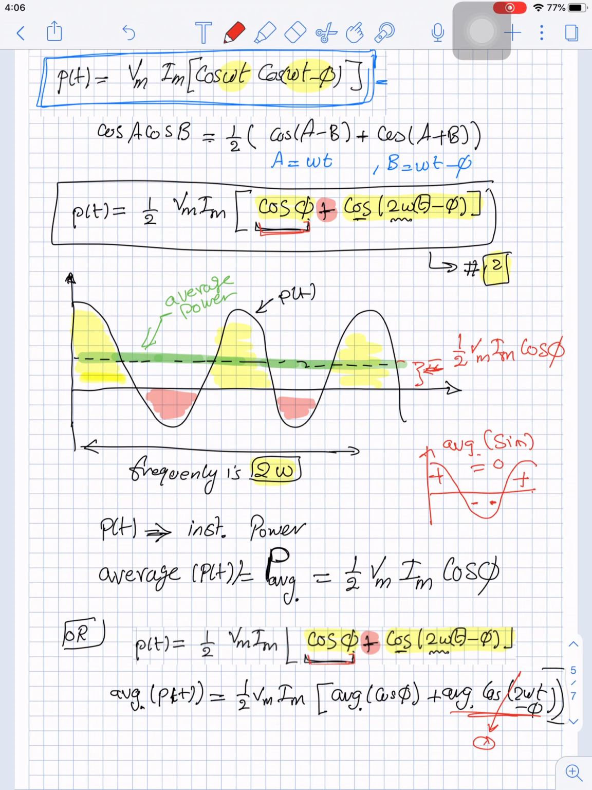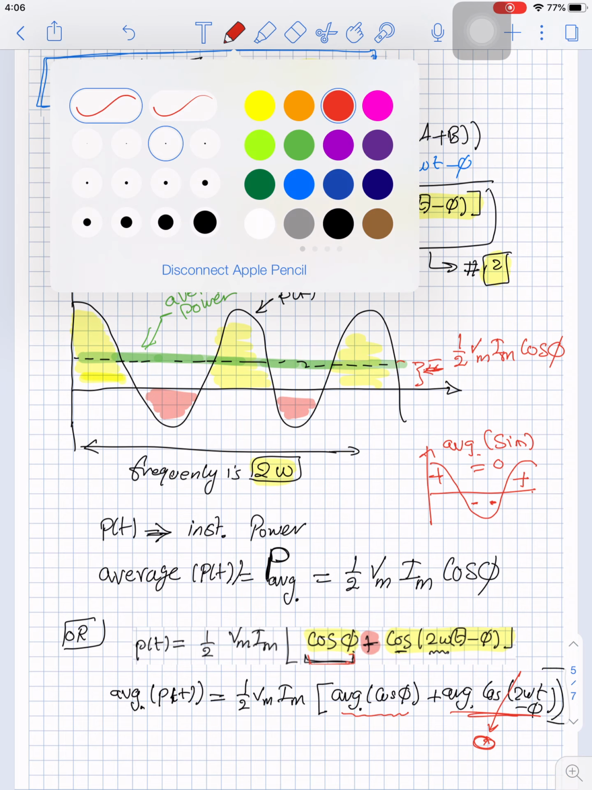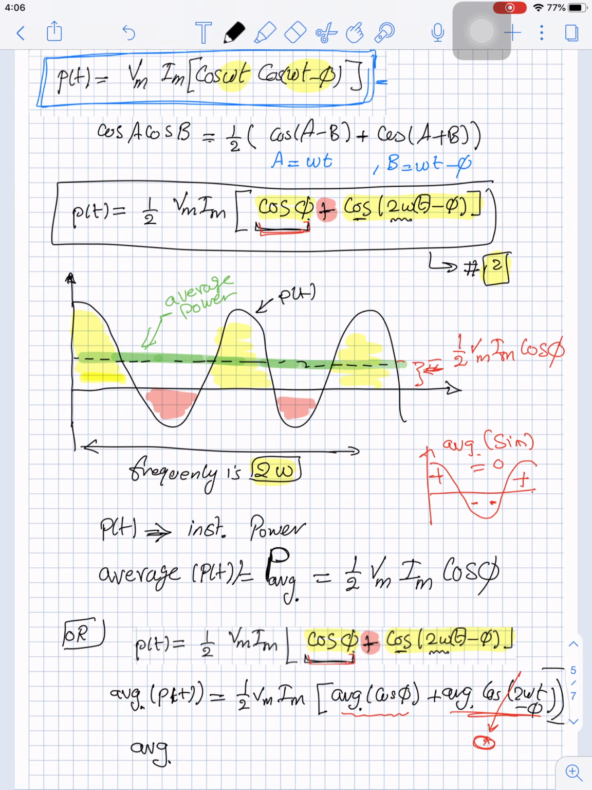So this average is 0, so the average will be the average of cos phi. And we said that cos phi is constant, so the average of a constant is the constant. So the average of the power P of t will be half V max I max cos phi. So you can find this from the waveform, or you can find this from the mathematical equation or formula you have. So the power in an AC circuit is oscillating, it's changing. But this power has an average, and this average is half V max I max cos phi.